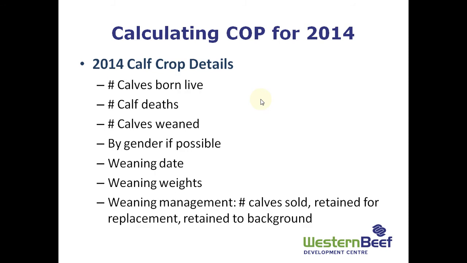The 2014 calf crop details, that's your primary source of revenue for the cow-calf operation. So you want to be able to provide details on the number of calves that were born live, the number of calf deaths that occurred, number of calves that were weaned, and by gender if possible. What was your weaning date? What were your weaning dates for heifers, steers? If you can split it out by gender, that would be ideal. And then your weaning management. What I mean by that is what happens to the calves after weaning? How many of them were sold or possibly kept for a bit for preconditioning and then sold? How many were retained for replacements? And how many were retained to background?